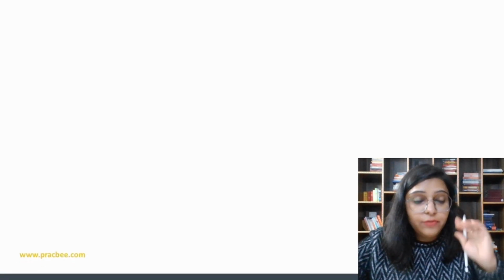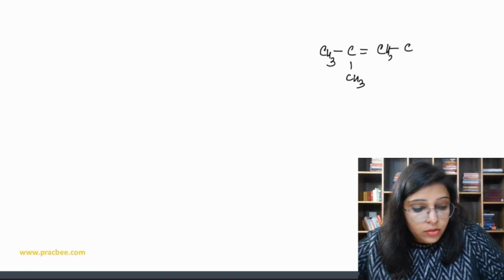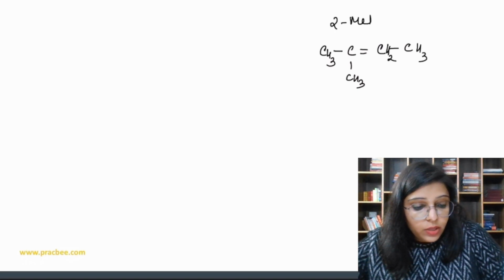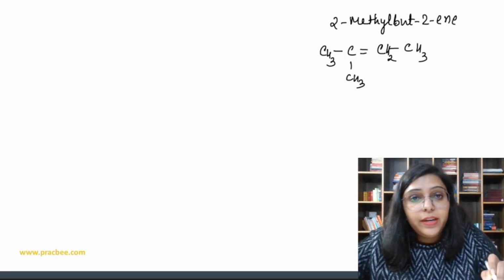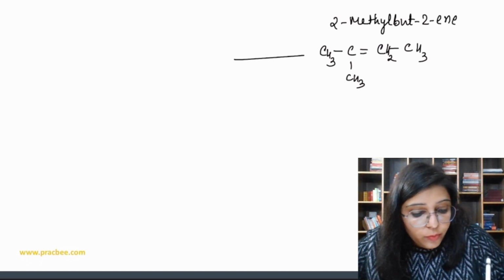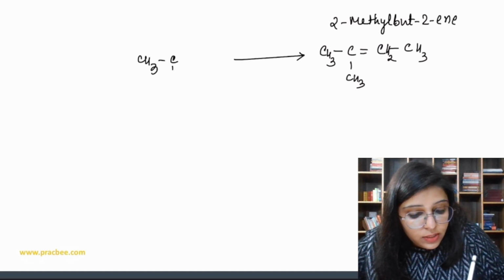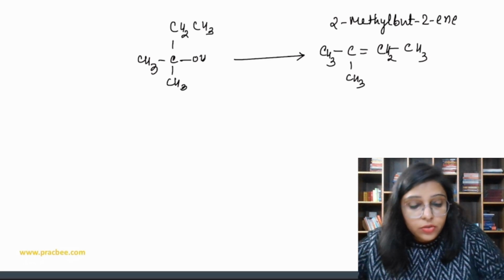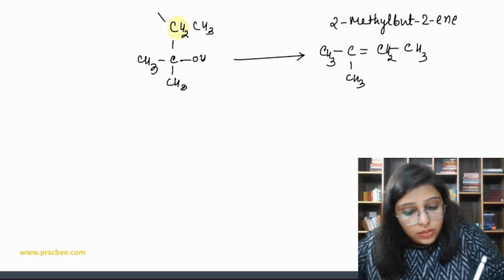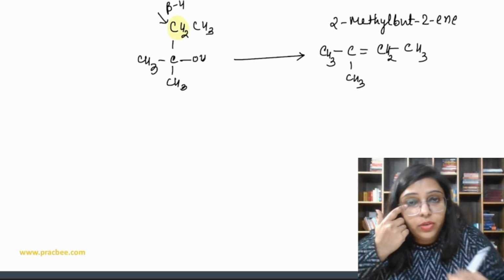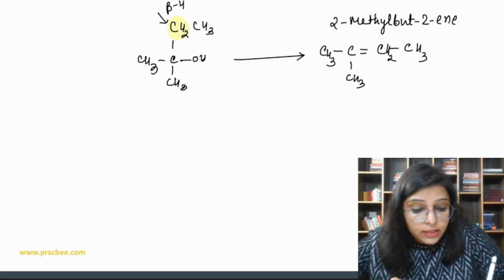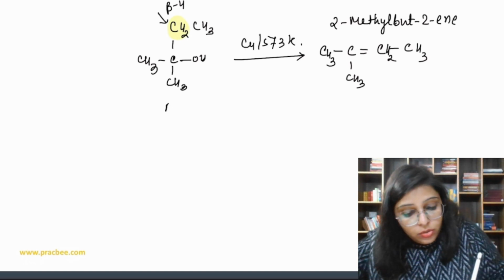So it means if we have 2-methyl-2-butene, and this is formed, it means we have a 3 degree alcohol. This is going to be CH3, CH3, this is OH, and we write CH2 and CH3. So for elimination, we have to remove this hydrogen, right? So this beta hydrogen is removed, and then we get the alkene. That is after copper at 573 Kelvin. So this is B.